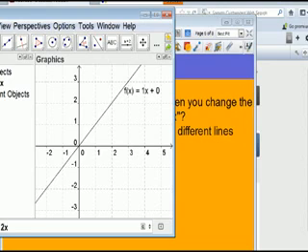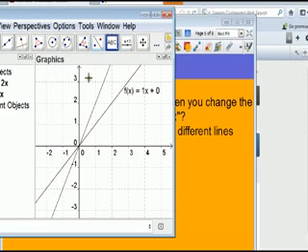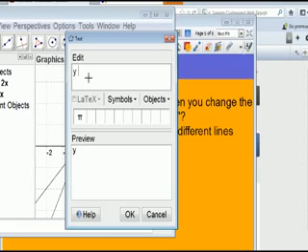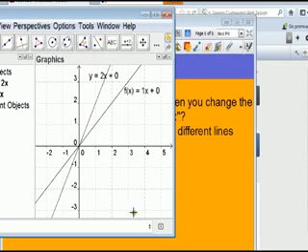So we put y equals 2x plus 0. Graph that. Let's label it. y equals 2x plus 0. Okay. Move that around, make it easier to see. And let's put one down here.